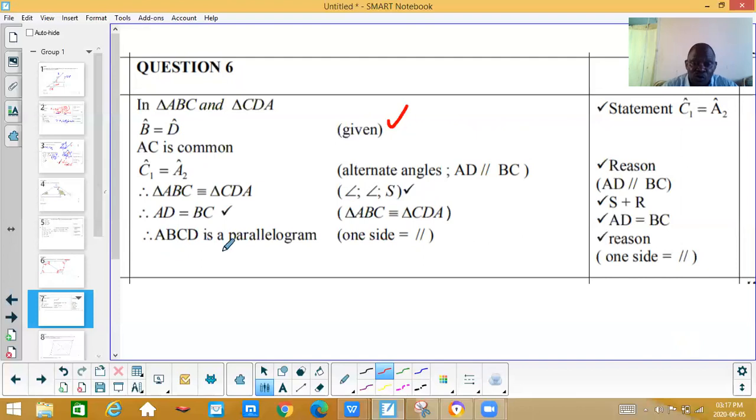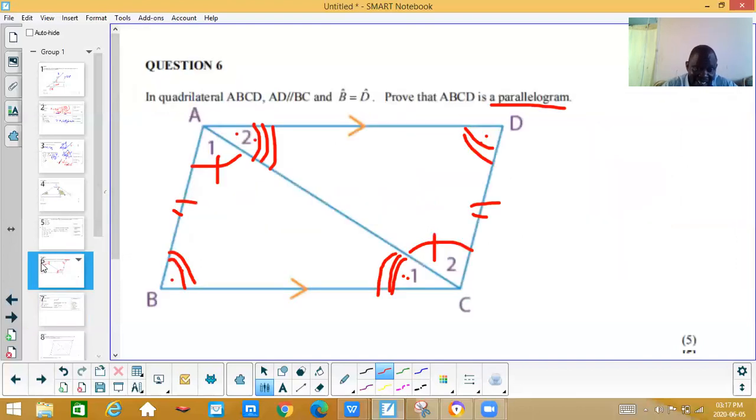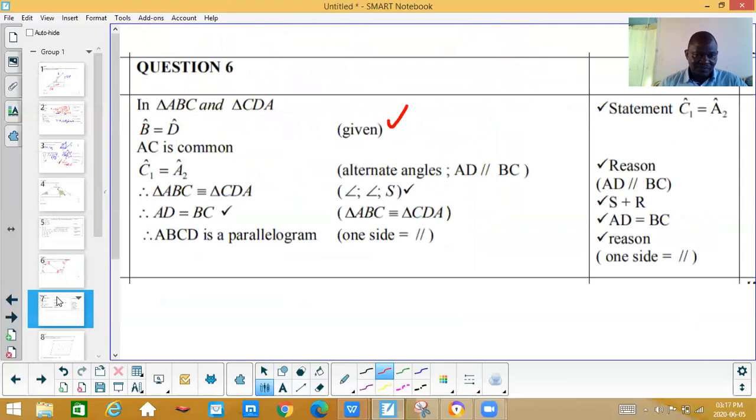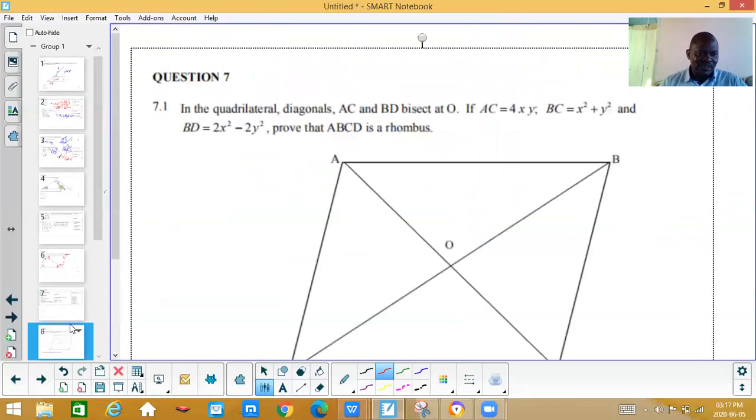Therefore, we can now conclude that this given shape here, ABCD, is a parallelogram. The fact that these two sides are now equal, and this one being parallel, is one property which qualifies this shape to be classified as a parallelogram. Are you clear with that? Right, now let us go on to the next one.